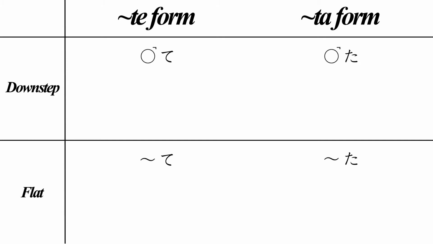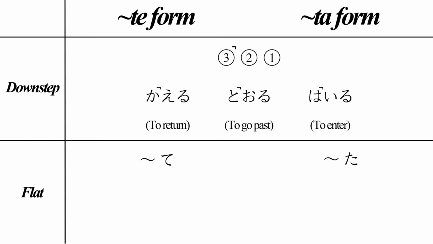If a downstep type verb has two moras when it turns into the て or た form, the accent falls on the mora before て or た. For example, a downstep type verb 見る turns into 見て or 見た. In both forms, this verb has two moras, so the accent falls on 見、見て、見た.